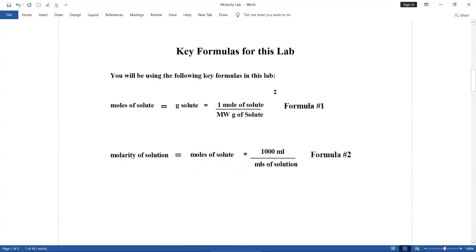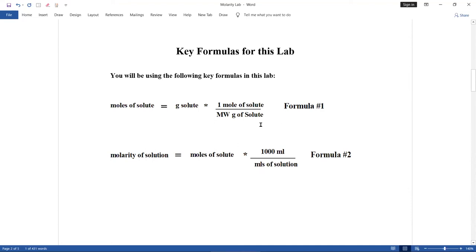Now, key formulas. Moles of solute equals grams of solute times 1 mole of the solute divided by the molecular weight. You've done that. And that equals the moles of solute. Now, for the molarity, normally you do 1,000 milliliters, that's the easiest way. But for this lab, they have you do it in a 50 milliliter graduated cylinder. So being the nice person I am, I'm showing you how to convert it into moles per 1,000 milliliters.